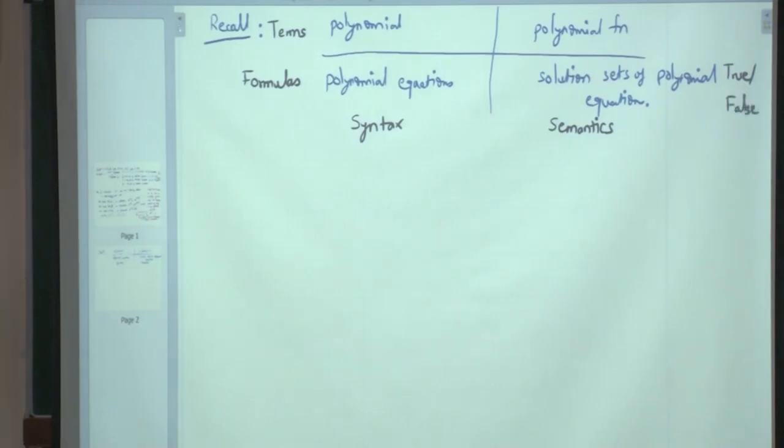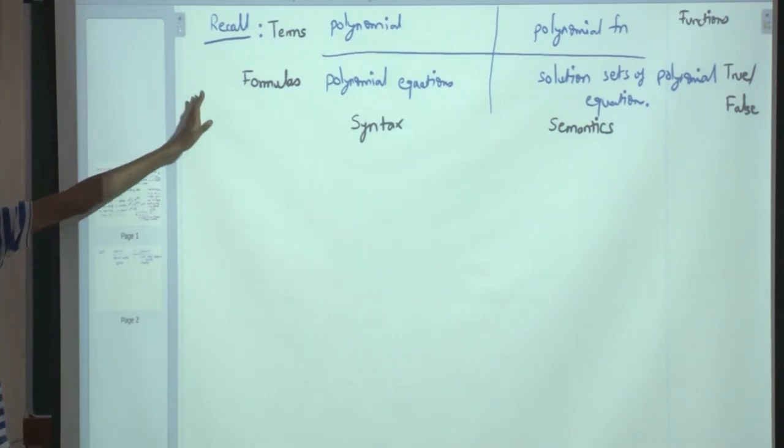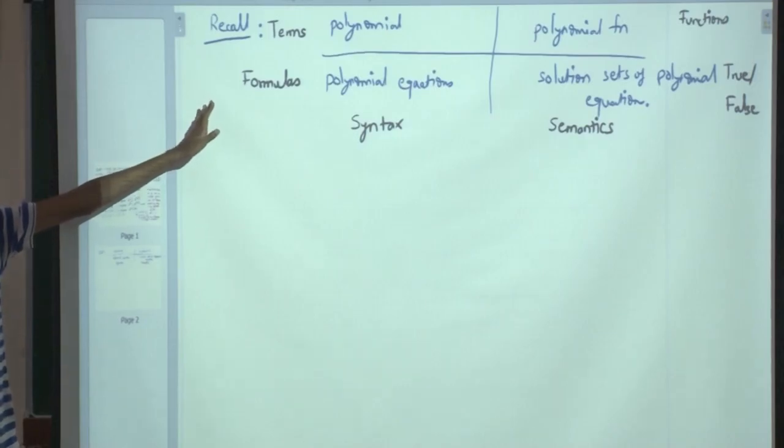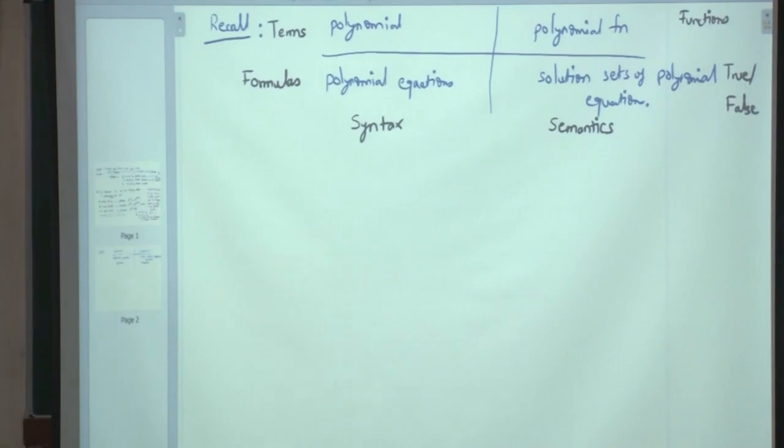And this is just functions, more generally. Terms, which are generalizations of polynomials, are interpreted as functions, actual functions in flesh. And formulas are interpreted as either true or false, depending on the assignment of variables, assignment of elements to variables. Is this part clear right now?